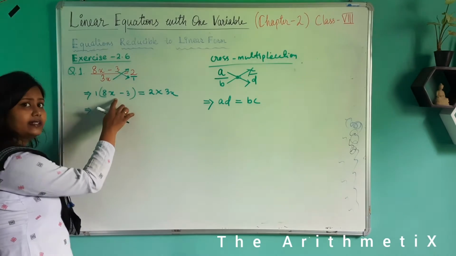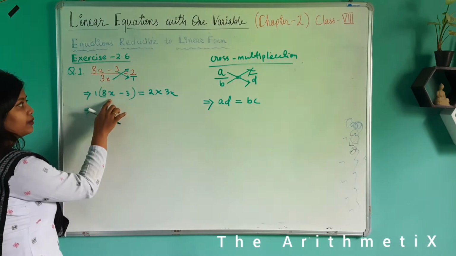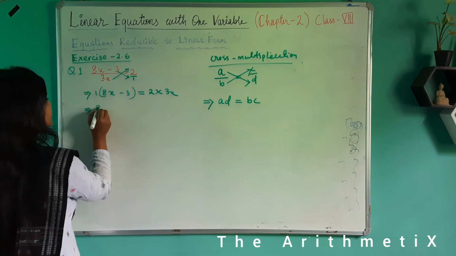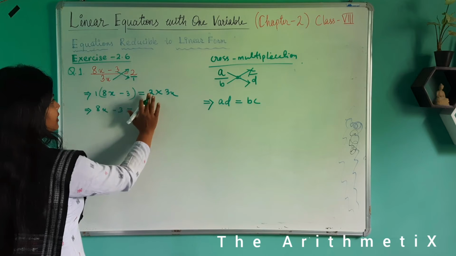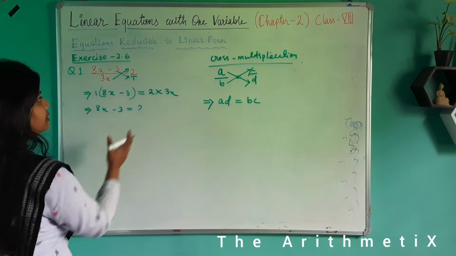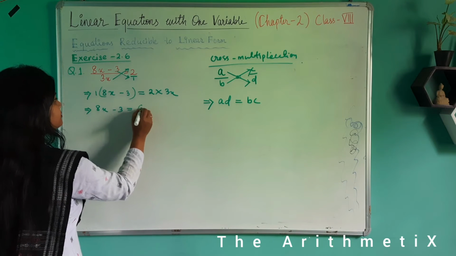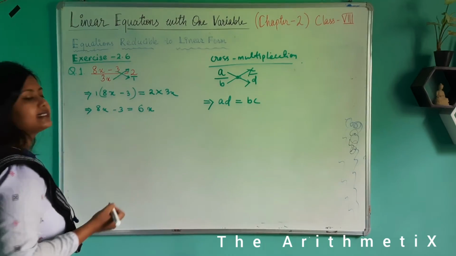1 will be multiplied here, we will open the bracket. There is no need of that. If you multiply 1 with anything, the same number will come. And here 2 into 3 is 6. So I am writing 6x here.